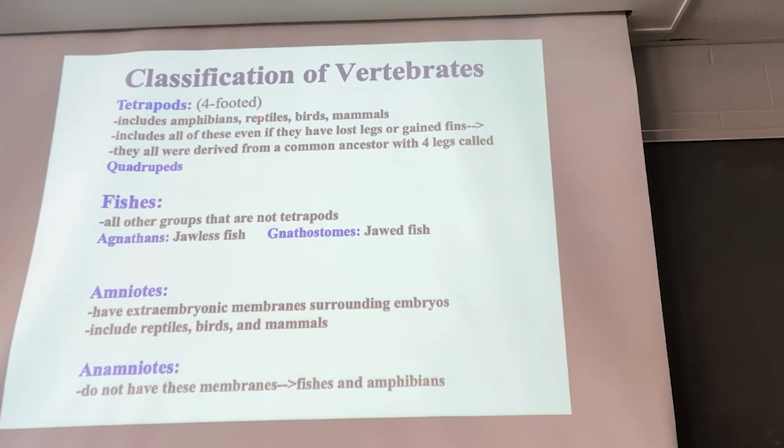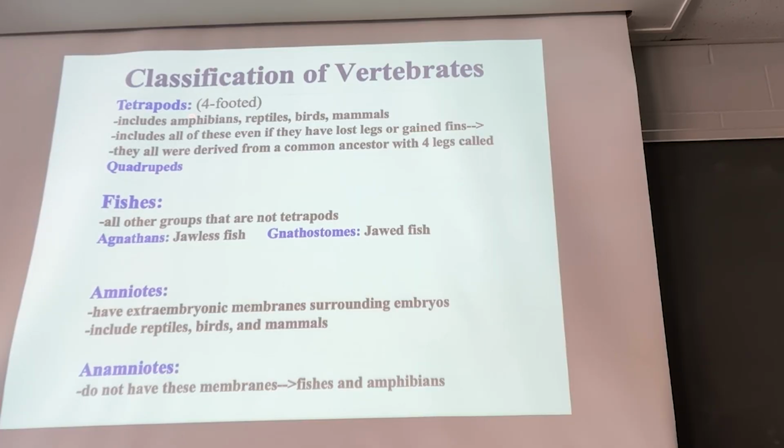They include all of these, and you might say, well, wait a minute, snakes don't have legs, right? Whales don't have feet, they have fins, but all of the ancestors of these organisms were four-footed. So if your common ancestor was four-footed, then you're a tetrapod, even though you may be legless, a legless lizard, for example. We also call them quadrupeds, which means the same thing. Quadro means four, peds means feet. So it's just another name for them.